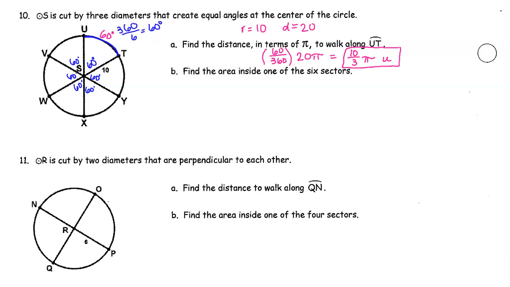Now, if we want the area of one of the sectors, so remember we want this whole area here. Well, now we do 60 over 360 times the area of the circle. So now we're going to use the radius. So times 10 squared pi. So multiply that out. We get 50 over 3 pi units squared.